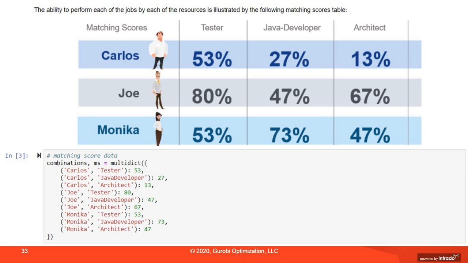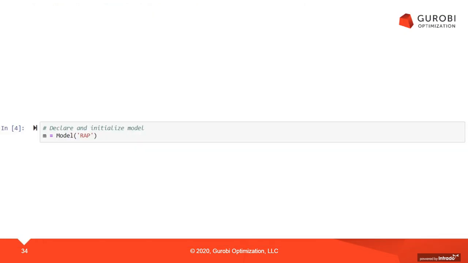The keys of this multidict function are essentially the resource and job combinations, and the values for these keys can be any of the matching scores that we can have. So, for example, the keys we are going to call combinations, and the matching score we are going to call MS. For the resource and job combination Carlos and Tester, the matching score is going to be 53. So this is a nice, easy way to represent the data of the resource assignment problem.